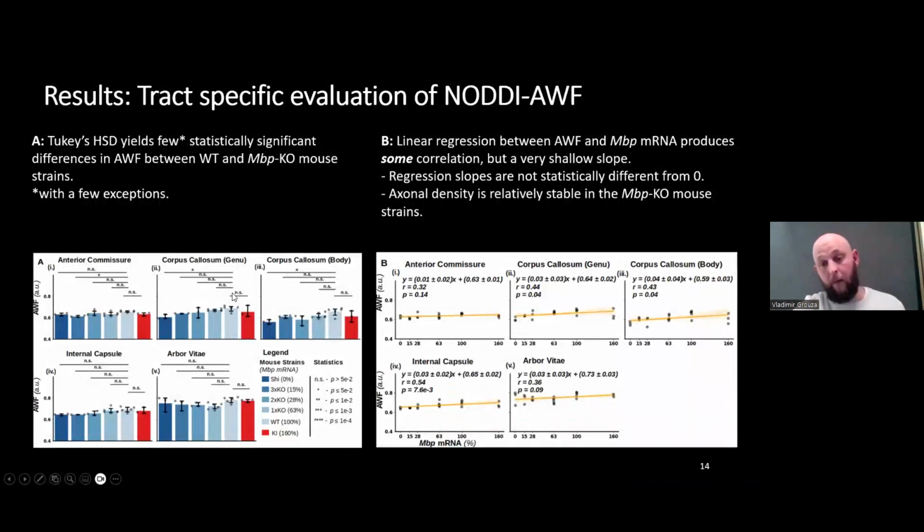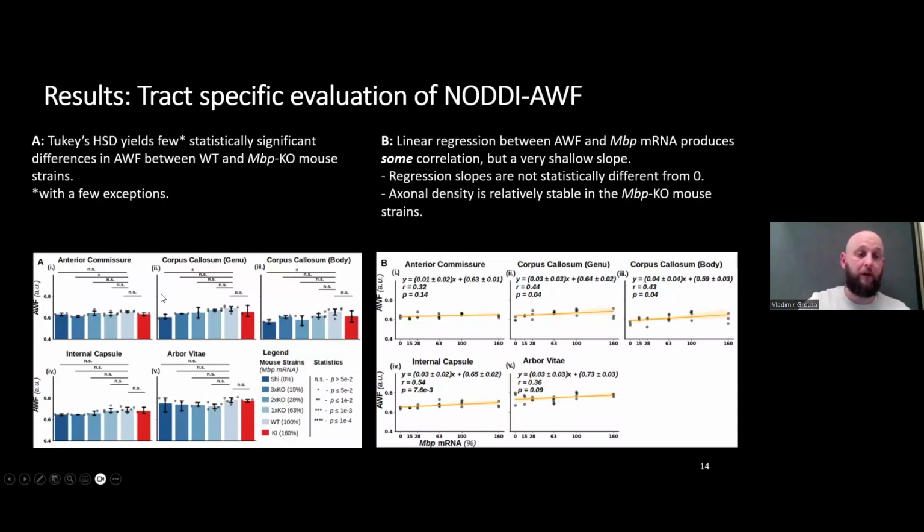So if we apply these same parcellation masks to our diffusion experiment, register it to the template, parcellate it, and spread it like this, then unlike our MWF, our AWF, our axon water fraction derived from NODDI, which we're using as a surrogate of axonal density, does not behave in the same way.